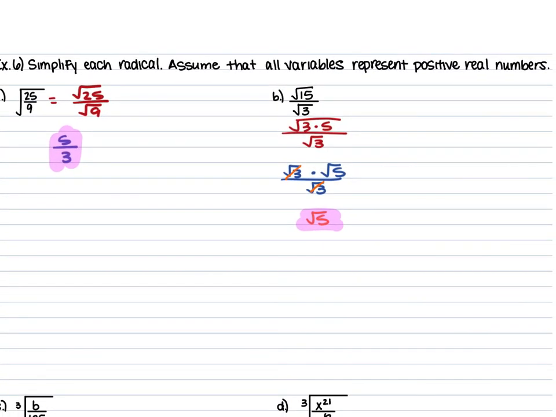If you did not do it that way, you would have to rationalize the denominator, which means that you'd have to multiply the top and the bottom of this fraction by the square root of 3, leaving you with the square root of 45 over 3. From there, you would then simplify as well.